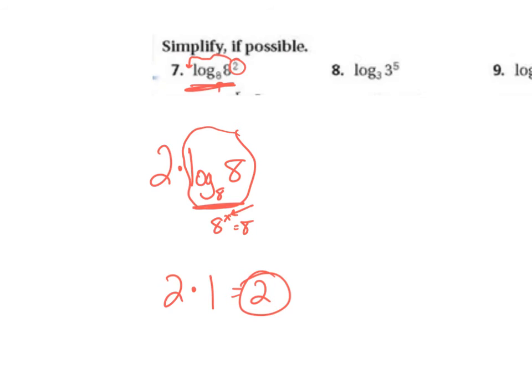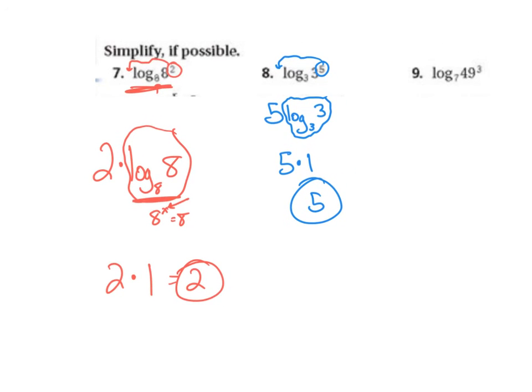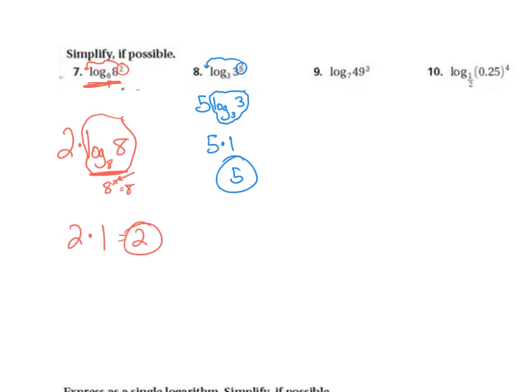All right, let's move to the next one. Let's move the exponent to the front. So now we got 5 log base 3 of 3. Oh, what is this? Just like it was just right next door. 5 times 1, this is going to be 5. Nice. Okay, okay. Continuing along.